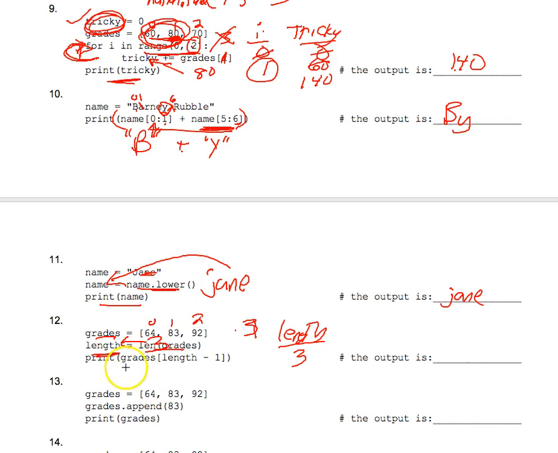Now we're printing whatever all this is. Well, we got to work from inside the square brackets out. That 3 minus 1 simplifies to 2. And because we still have the square brackets here, grades square brackets 2 means grades position 2, 92. So print 92. All this simplifies to 92.